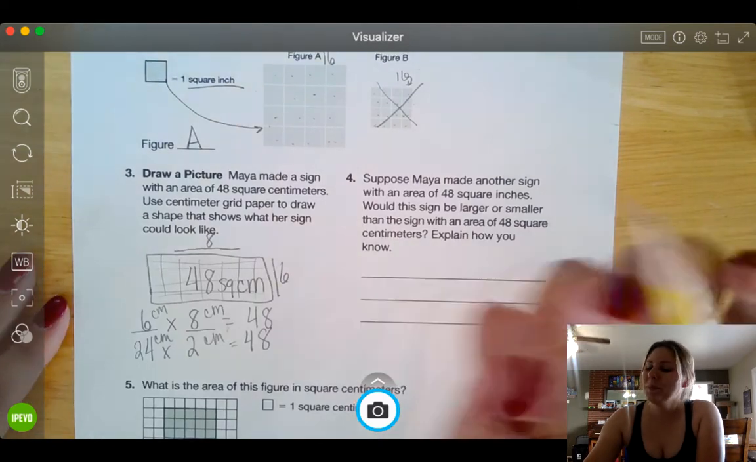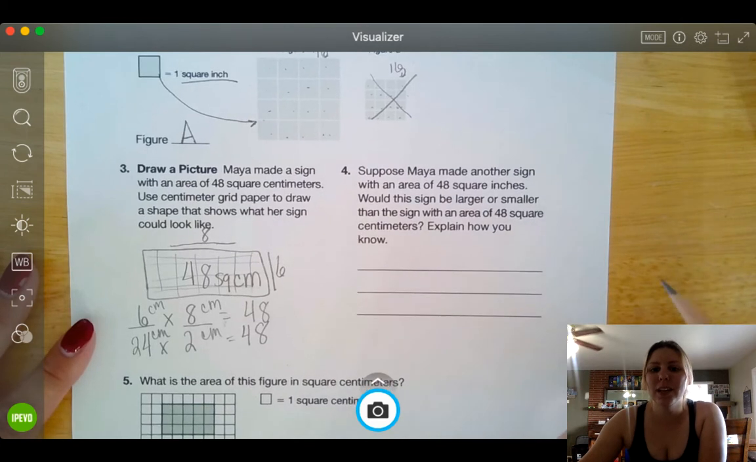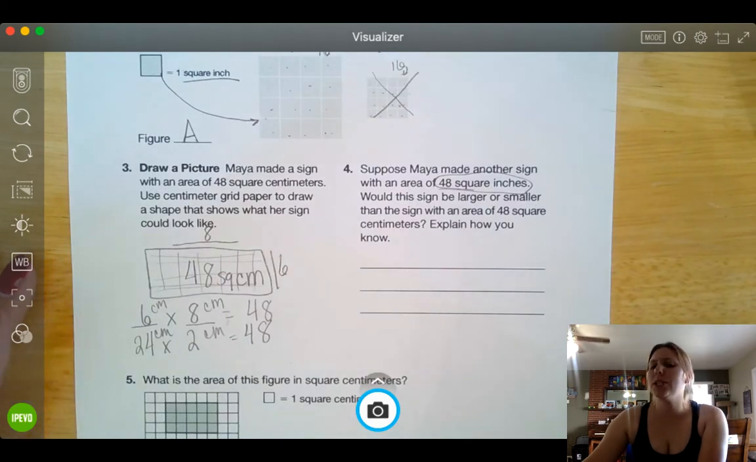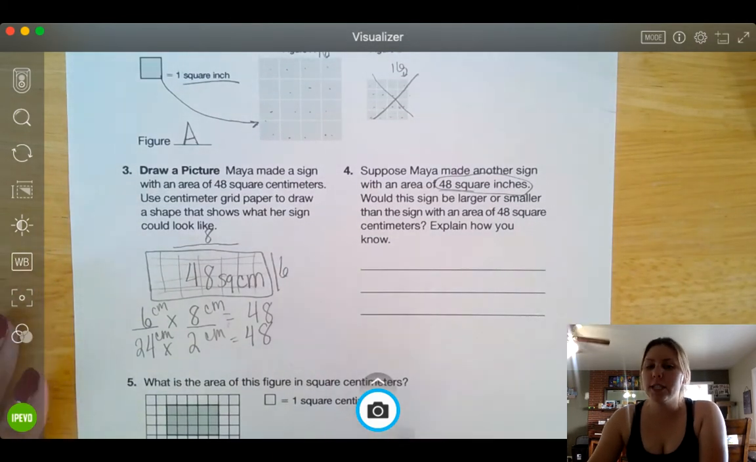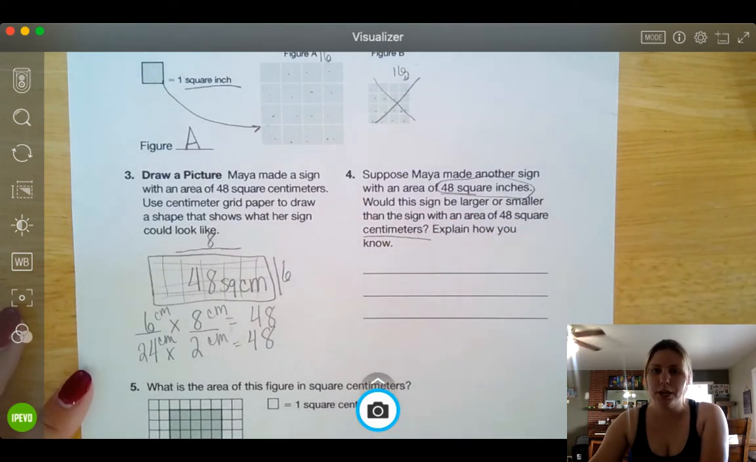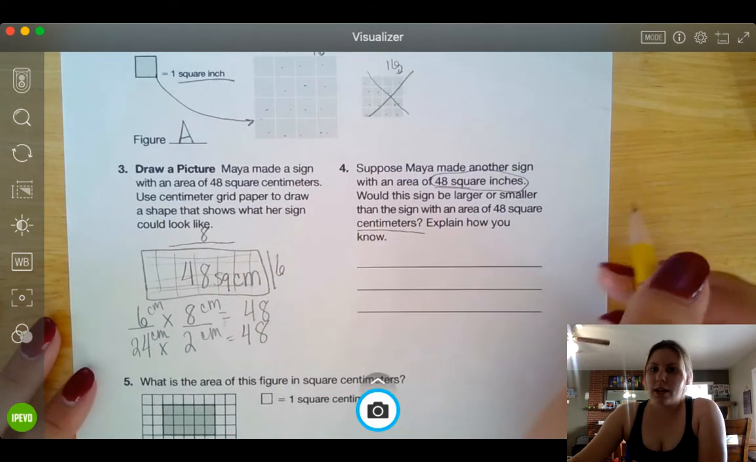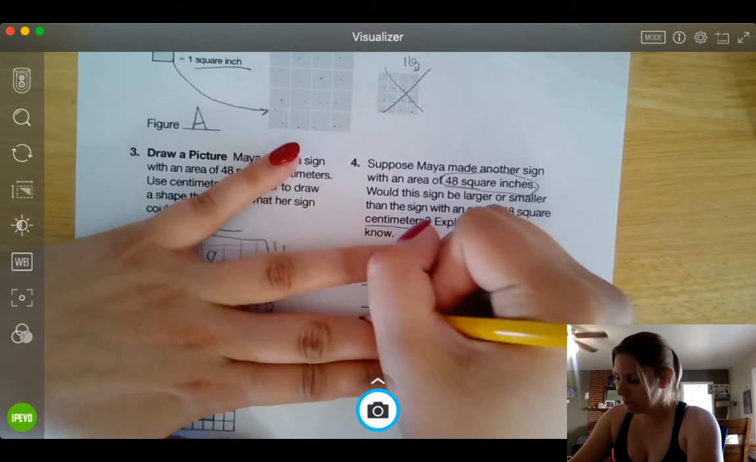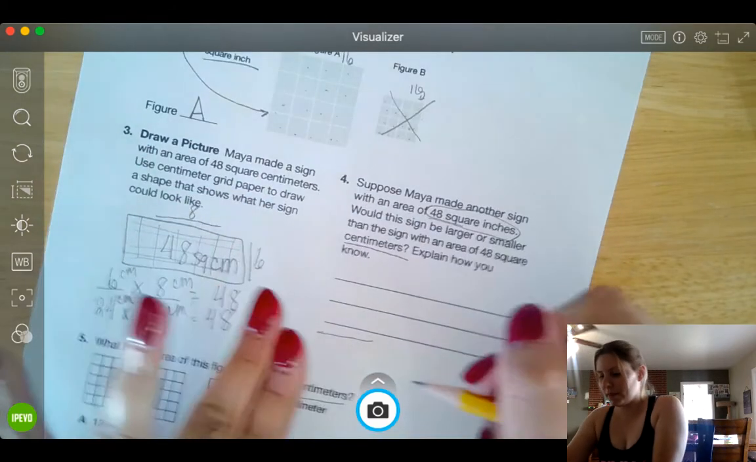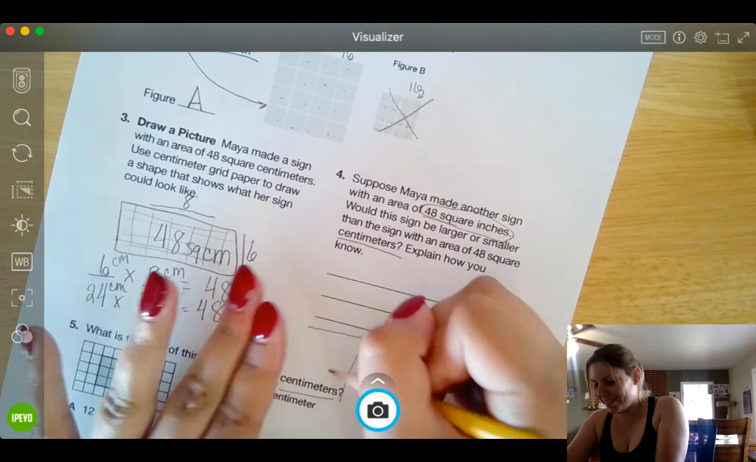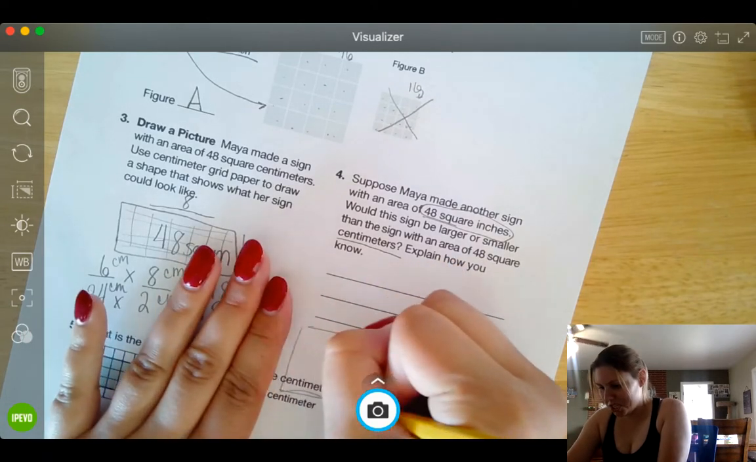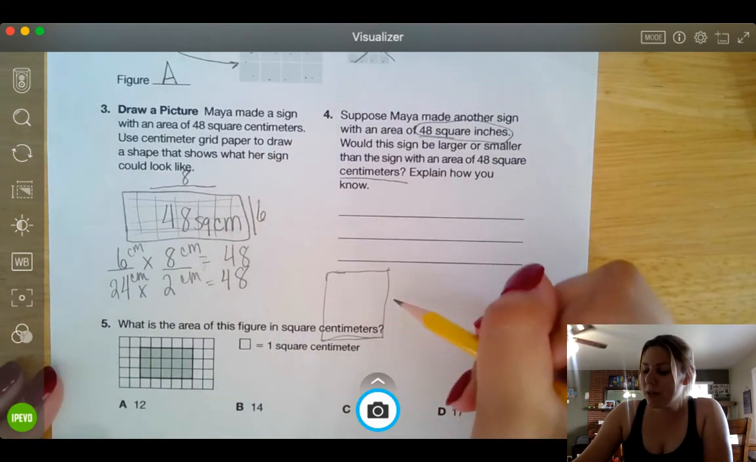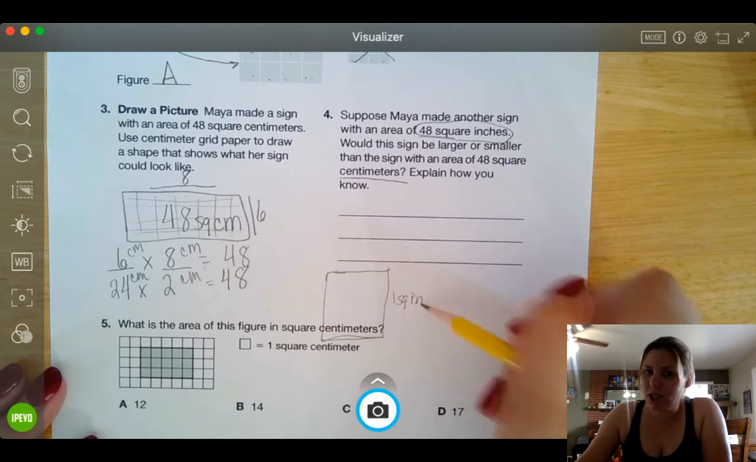Number 4, suppose Maya made another sign with an area of 48 square inches. Would this sign be larger or smaller than the sign with the area of 48 square centimeters? Explain how you know. So a square inch is going to be, an inch is usually about 2 fingers. So about here to here, worst square ever, in here to there. So if you were actually measuring with a ruler, which I don't happen to have one of, this would be about 1 square inch. It's 1 inch on each side.